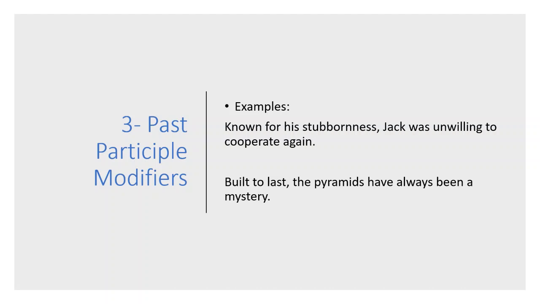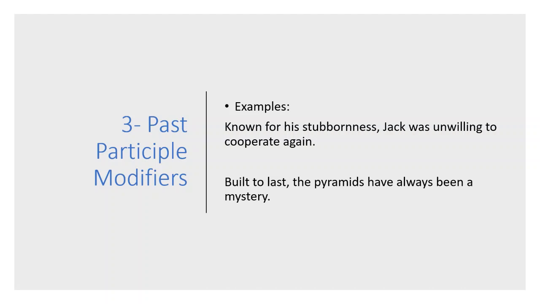Let's read this example together. Known for his stubbornness, Jack was unwilling to cooperate again. I think you still remember this example about Jack. So where is the modifier here? The modifier is known for his stubbornness. How did we start it? We started it with known. It's a past participle form of the verb.